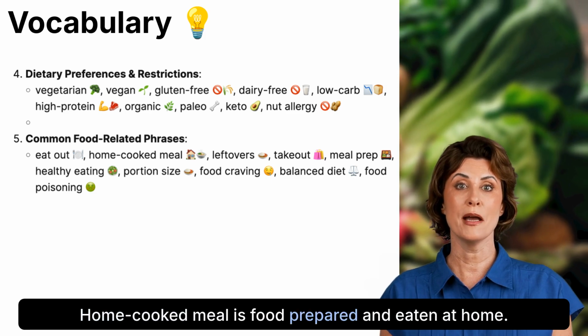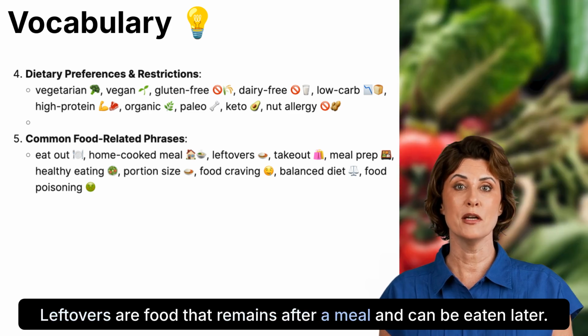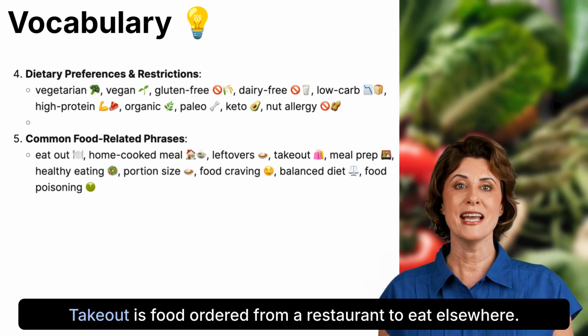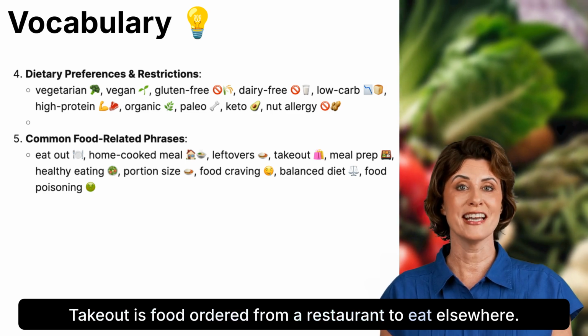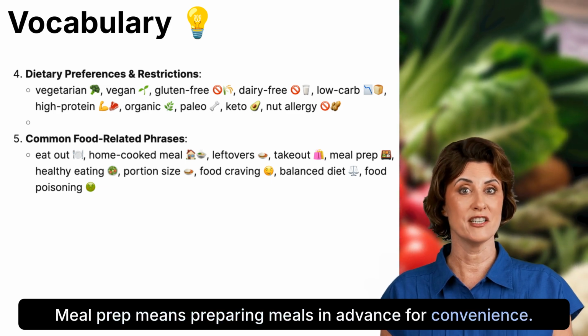Home-cooked meal is food prepared and eaten at home. Leftovers are food that remains after a meal and can be eaten later. Takeout is food ordered from a restaurant to eat elsewhere. Meal prep means preparing meals in advance for convenience.